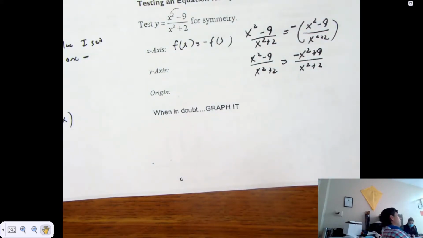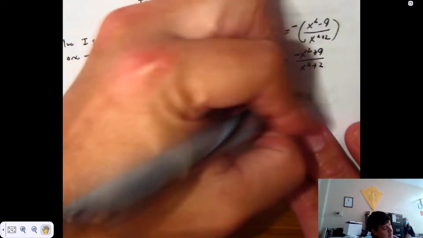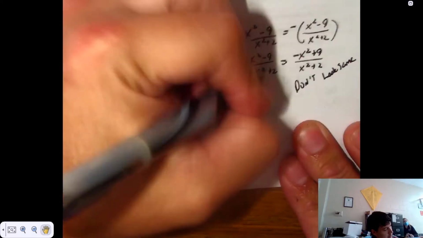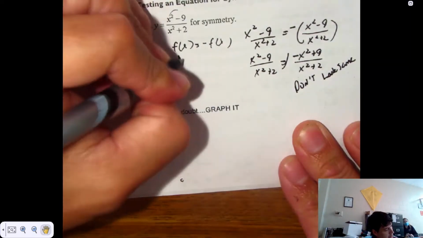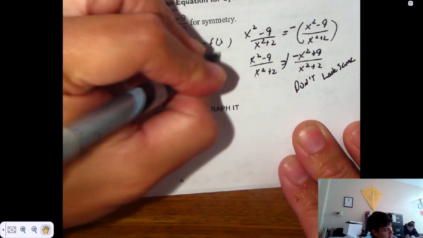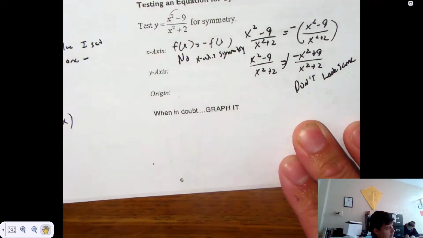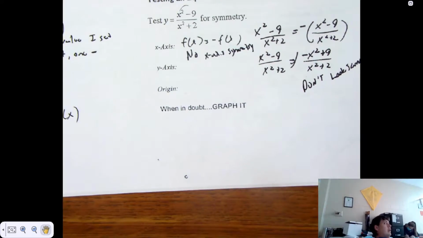Now, is that true? Is what I wrote true? Is x squared minus 9 over x squared plus 2 equal to negative x squared plus 9 over x squared plus 2? No. They don't visually look the same, kids. The rule says they need to look visually the same. So, not true. There is no x-axis symmetry. Pretty sure I misspelled symmetry. Check it for y-axis symmetry.